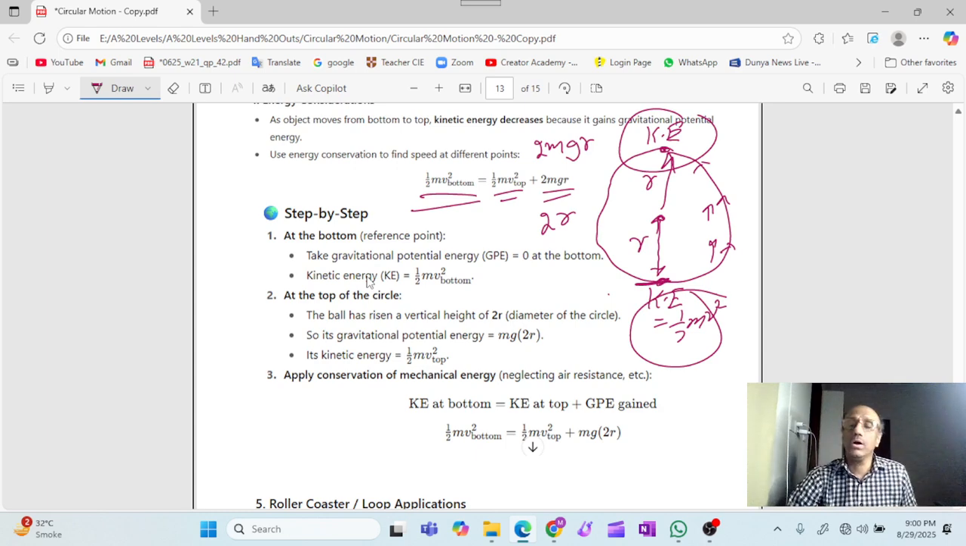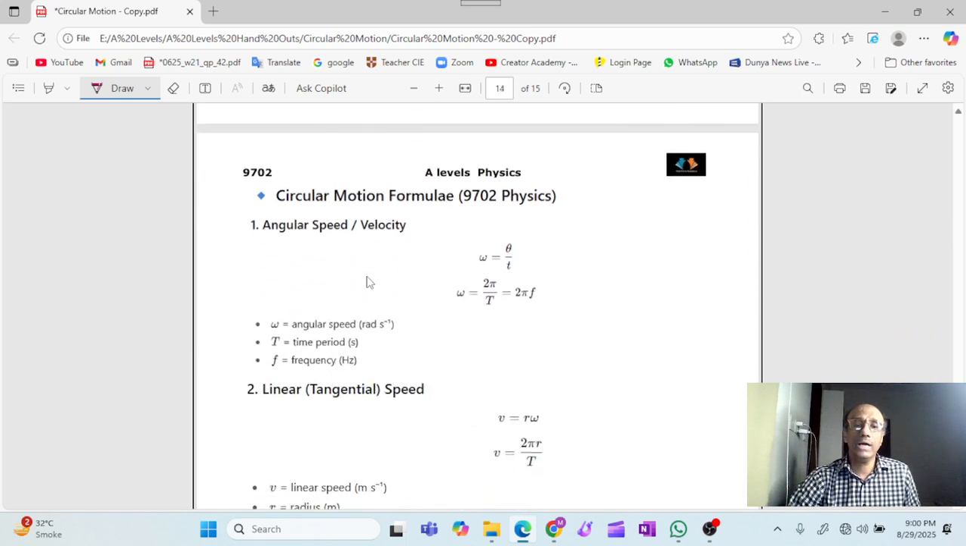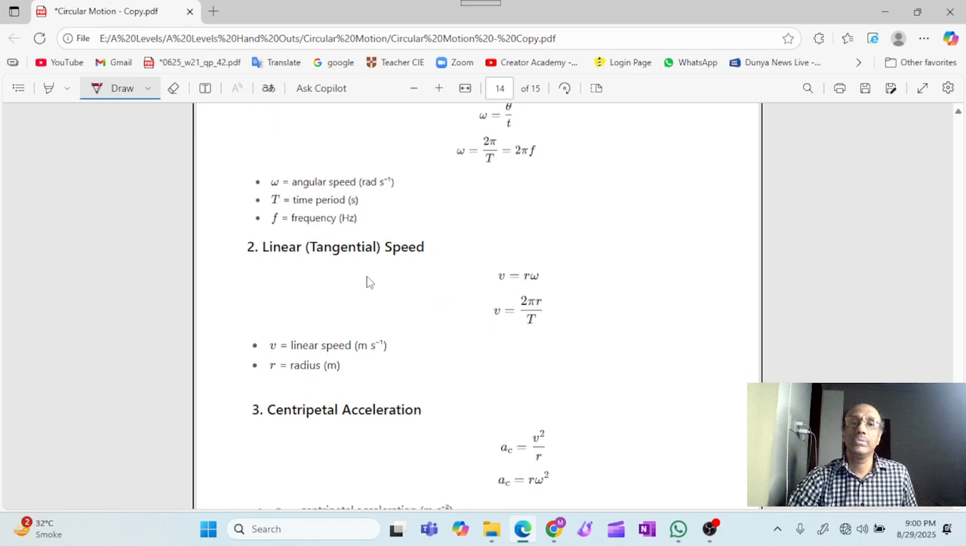So this is all the stuff related to circular motion, and I hope that you have enjoyed this topic. Kindly comment on this topic. These are all the formulas you may write down on a piece of paper, and you have to remember these formulas.